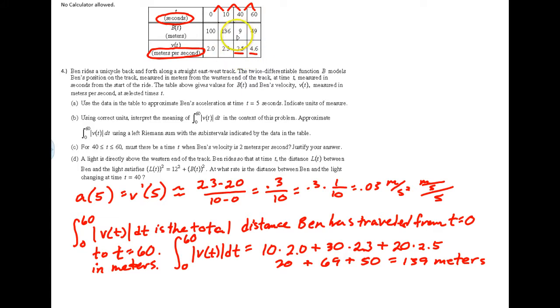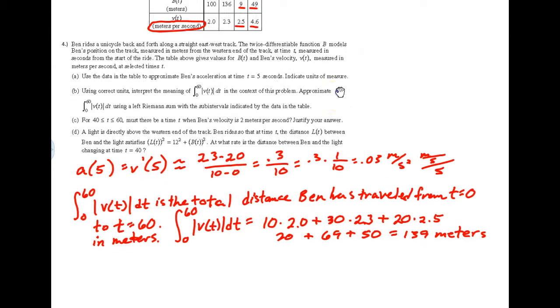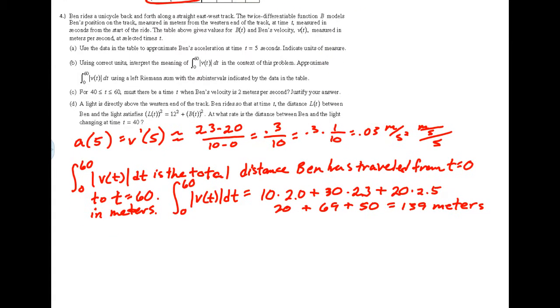Well, if we can figure out the average velocity from 40 to 60, so from a position of 9 to a position of 49, then we can determine whether or not the actual velocity had to equal 2 at some point. So remember, the average velocity is also the slope of the secant line.